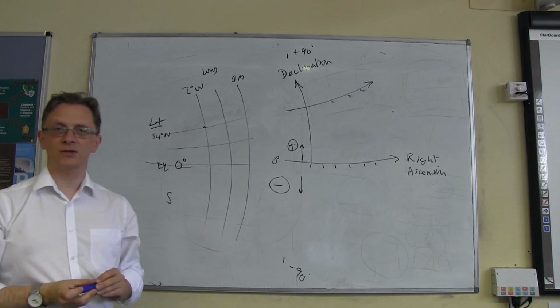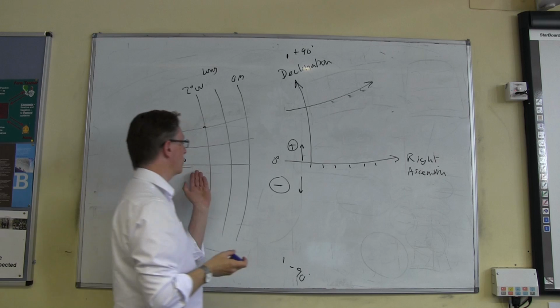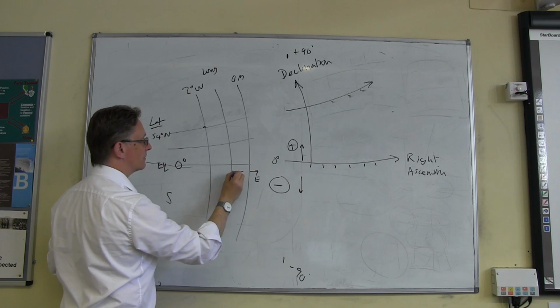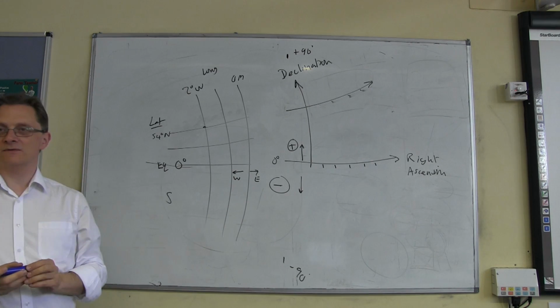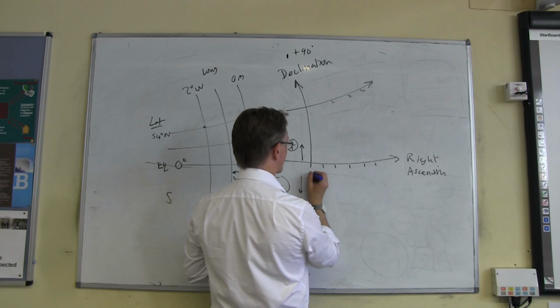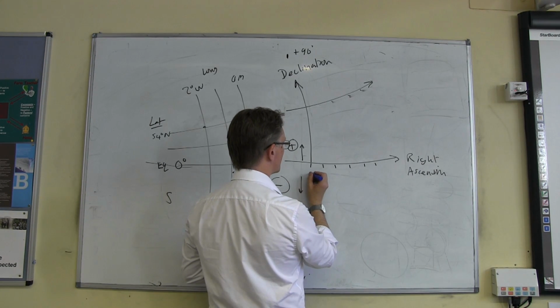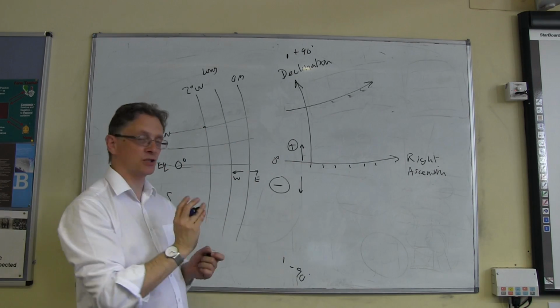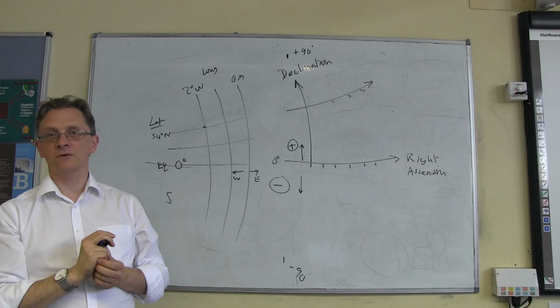Right ascension goes around the sky, and unlike longitude, longitude can either be a longitude east of Greenwich or it can be a longitude west of Greenwich. We don't do that in the sky. Basically, right ascension starts at 0 and goes all the way around to 24.